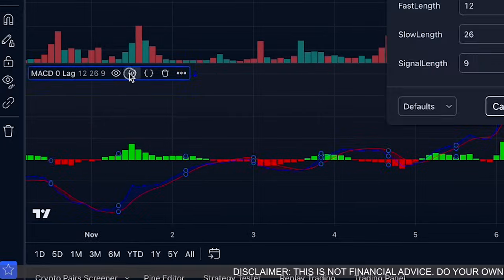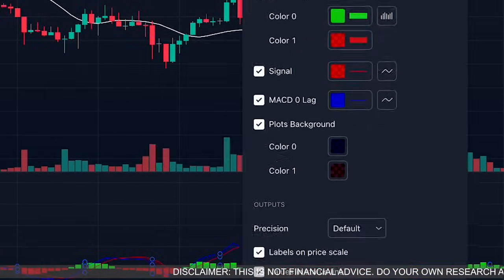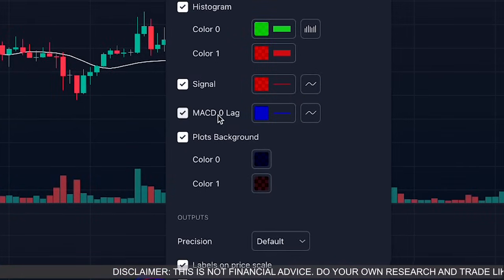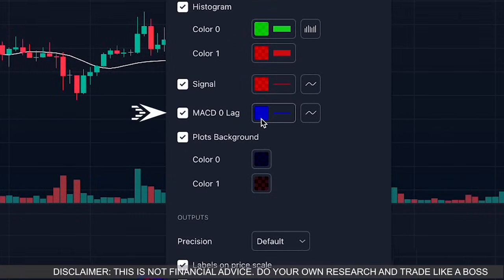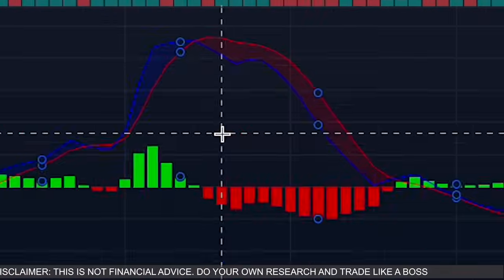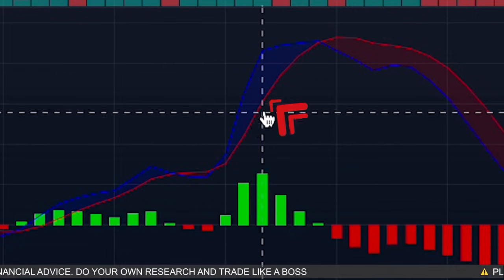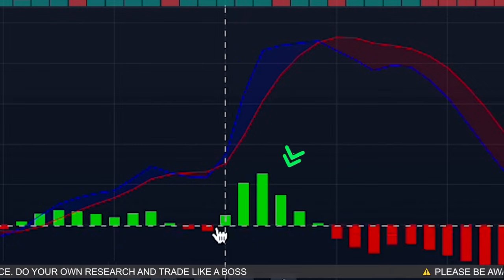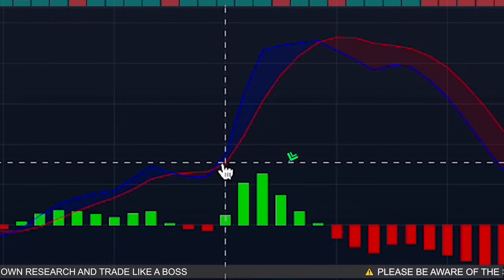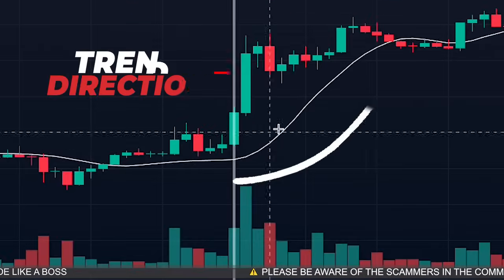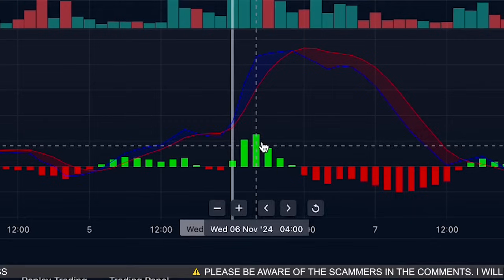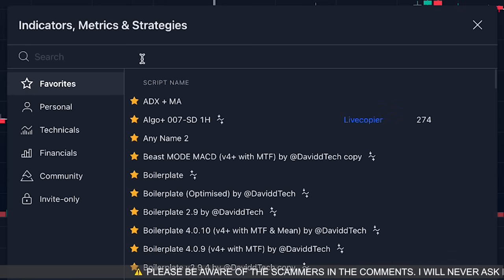Now, the only difference is not only are we using a signal line, we're using a zero lag, which is this blue line here. Now, to take entries, what we're looking for is for the blue line to go over the red line and the histogram to be in green. This would be our perfect entry just here. So we have our trend direction, we have our first indicator, and now we're going to add another indicator.